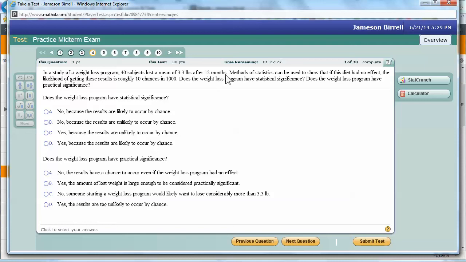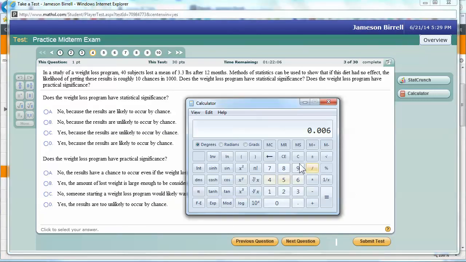Think about that. Methods of statistics can be used to show that if the diet had no effect, if it was non-effective, the likelihood of getting those kind of results, the ones that we just described, is roughly 10 chances in 1,000. That is tiny, right? Look at the decimal value of it. So that's 10 in 1,000. That's 10 1,000ths. Or in other words, let me get that down again.